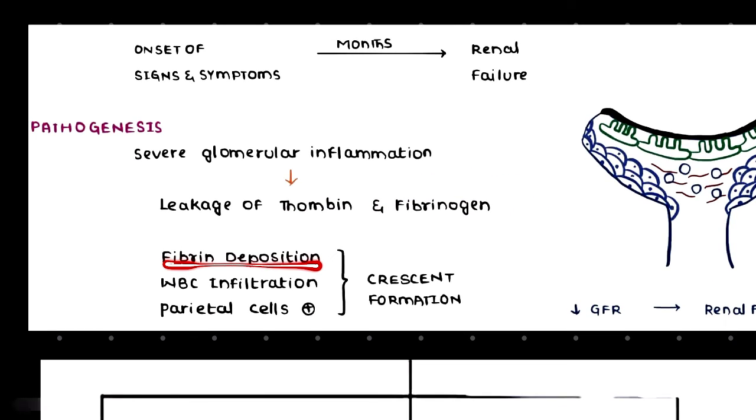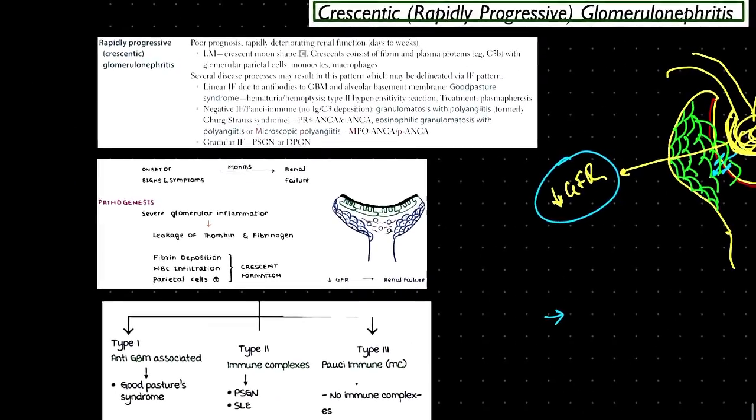There will be deposition of fibrins. There will be WBC infiltration. Yes, we know, inflammatory cells are our WBC infiltrations also. Now, as we have said, there will be proliferation of our parietal cells. So these structures are helping in the formation of the crescent. These are creating crescent formation.